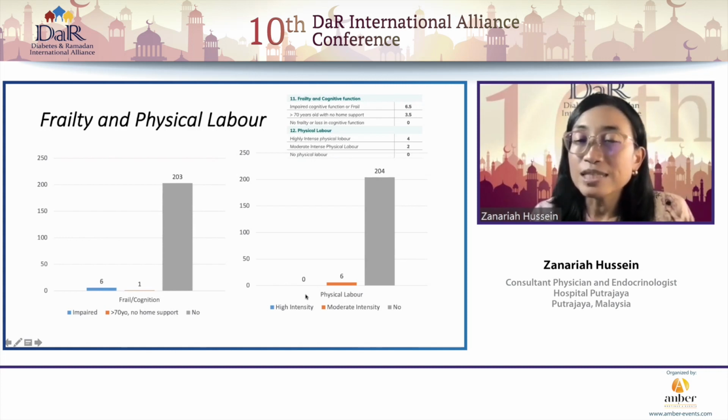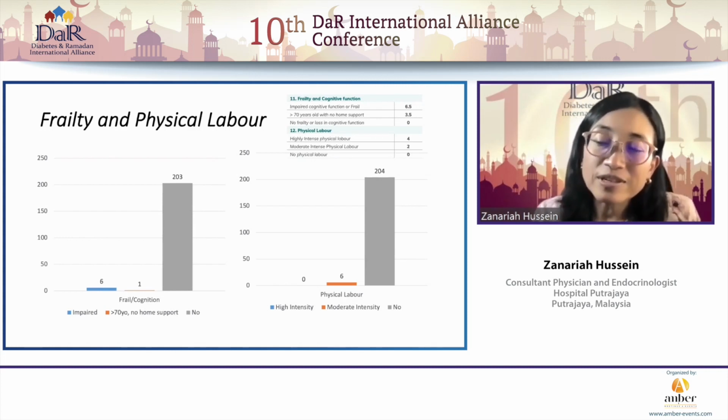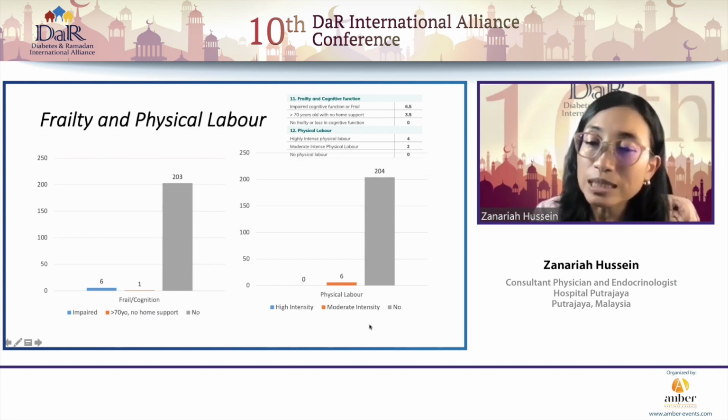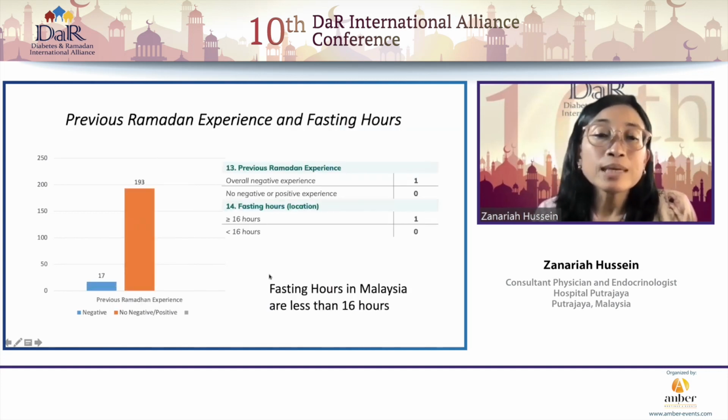And in terms of physical labor, Putrajaya, where we are, is the administrative capital, and a lot of people are working in the offices, and not many out there doing heavy physical work. So that explains the result here.